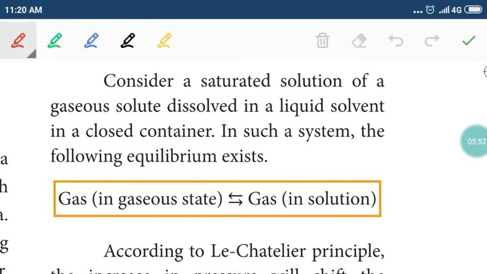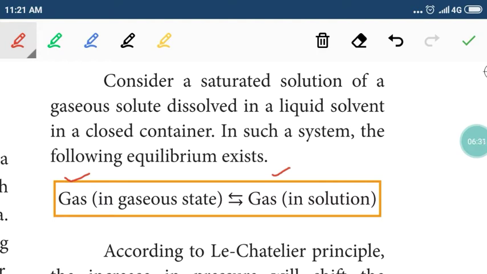We have to know what is the reason for that. Dissolution is the process of dissolving a gaseous solute in a liquid solvent. During this process, some of the gaseous molecules are dissolved, and some are present in an undissolved position. So there will be an equilibrium between these two.